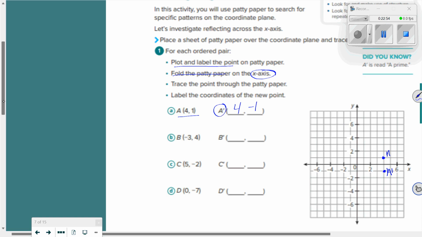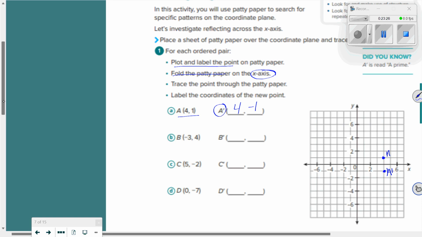Why do you call it prime? Because it's the same point, it's just being reflected. The prime normally shows a reflection or a movement of this point. Why isn't the 4 negative? Is it now negative, Asher? It's just 4. That's why I said it's 4. But why is it not negative? Because it's still 4. I didn't move on the y-axis. I only moved over the x-axis.